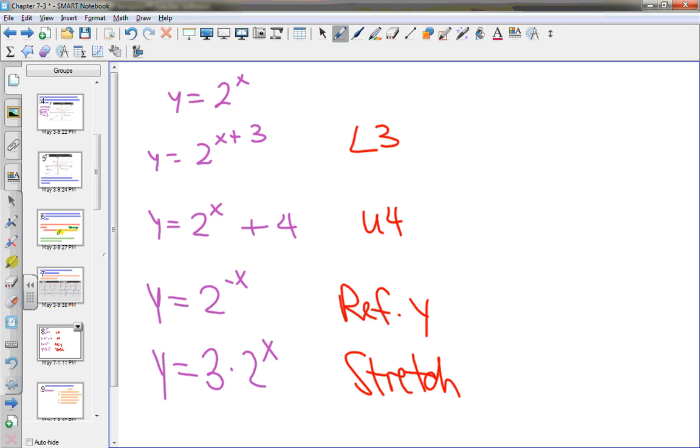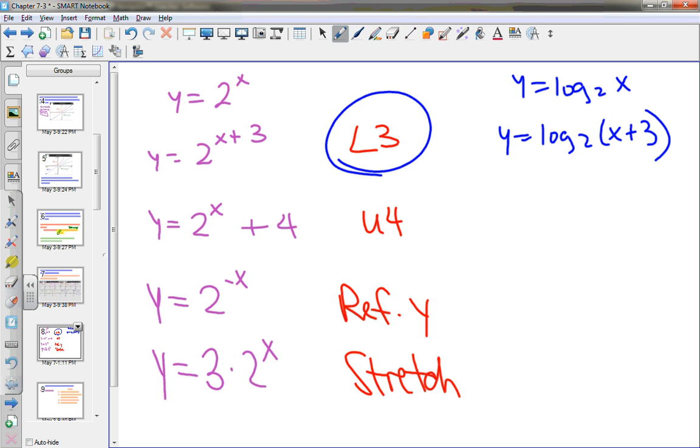Now let's take that same philosophy, and this time my parent function is log base 2 of x. Now, what's going to happen to this one? It's going to go to the left 3 units. What's going to happen to that one? Are there parentheses? There are no parentheses, so therefore it goes up 4 units.